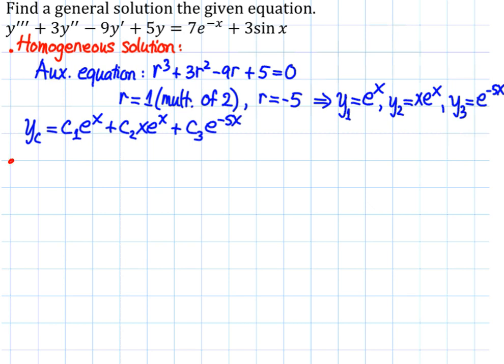Now we go to a particular solution. And there are two functions, e to the -x we can guess, and 3 sin x we can also guess. But first, let's just do that for e to the -x. So the particular solution will take the form of a e to the -x. We take the derivative, second and third derivative, and then we substitute into the equation.